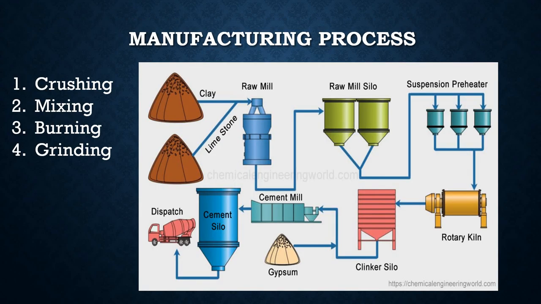Manufacturing process. The manufacturing of Portland cement involves four stages: crushing, mixing, burning and grinding. In the pictorial representation, the clay and limestone are mixed in the raw mill and then move through each step. All this we will discuss individually.